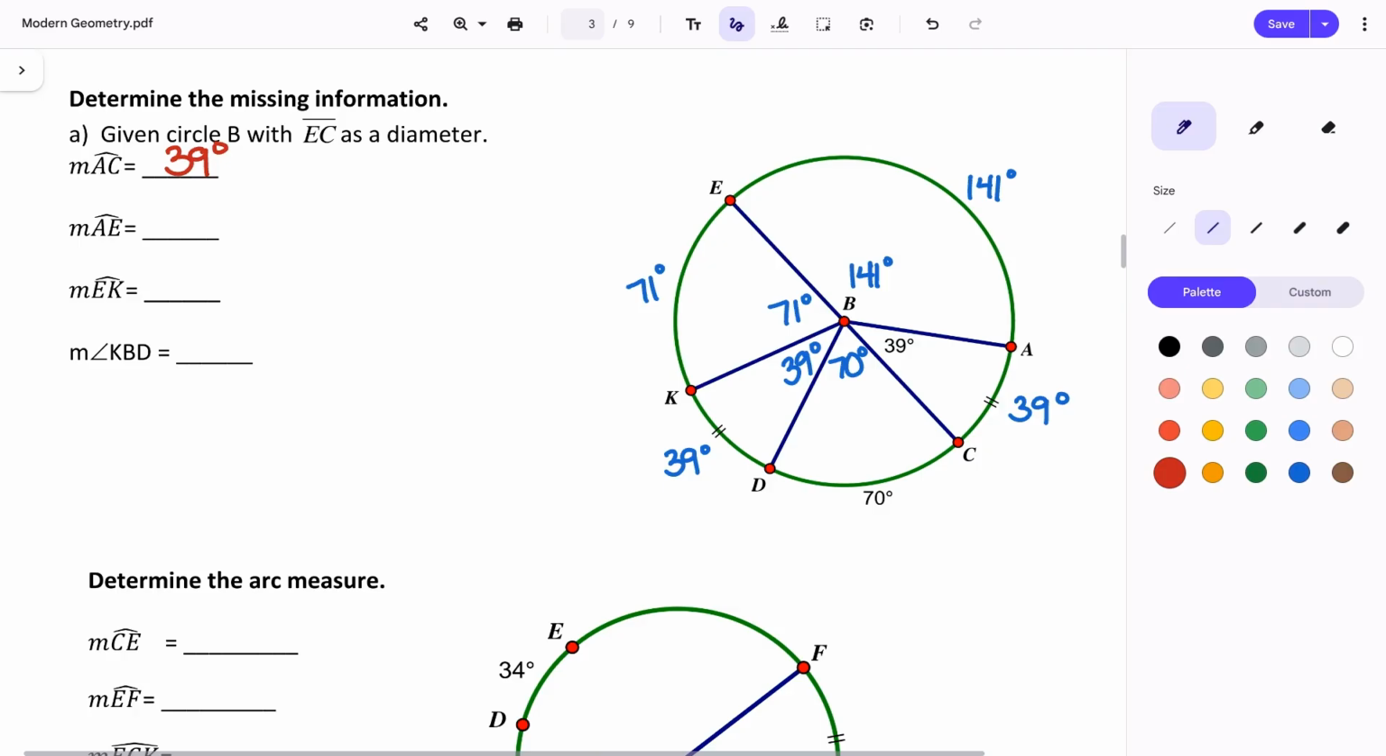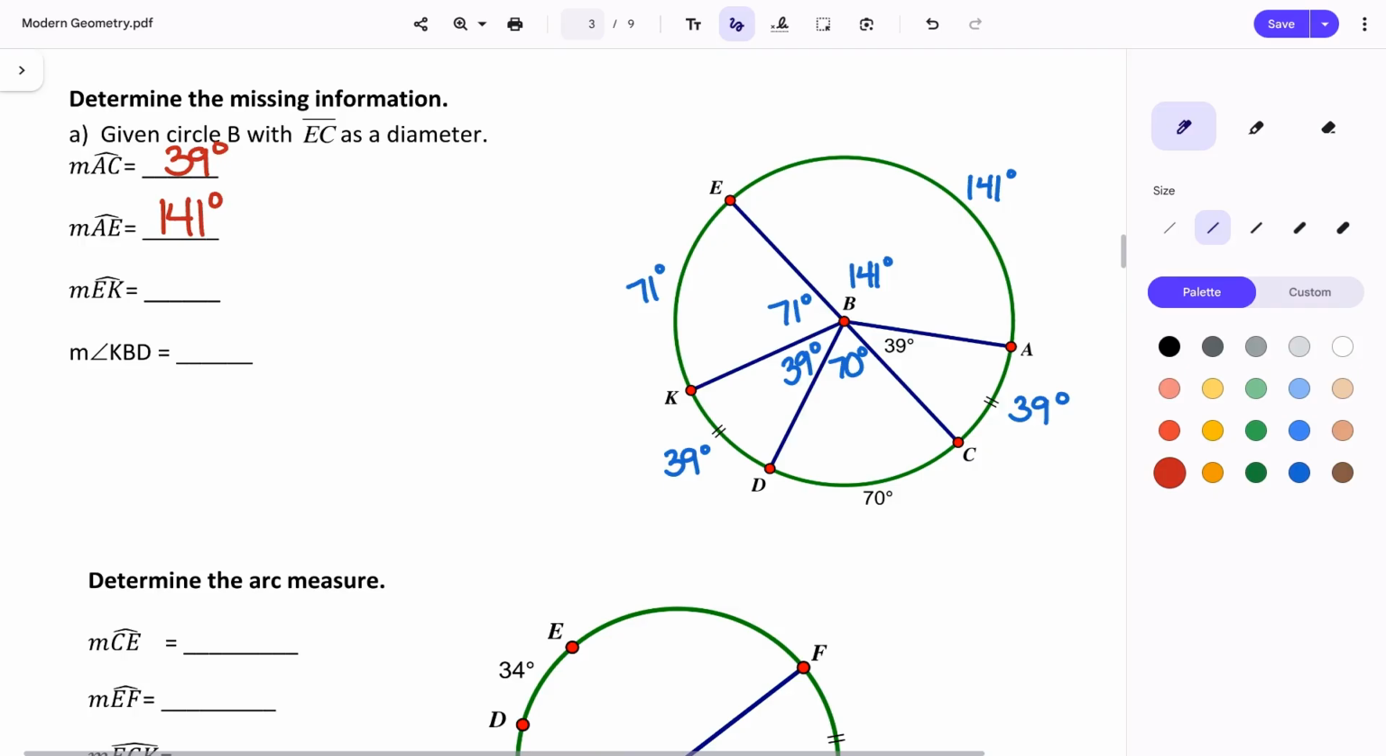Okay, next one, A to E. Which direction from A should I go to E? Should I go to the left or should I go to the right? Counterclockwise or clockwise? Counterclockwise, because again, we have 2 letters. It's a minor arc. It's got to be less than 180. This way is going to be more than 180 because it's already got the semicircle in here, plus 39 more. So how much is A to E going that way? 141.